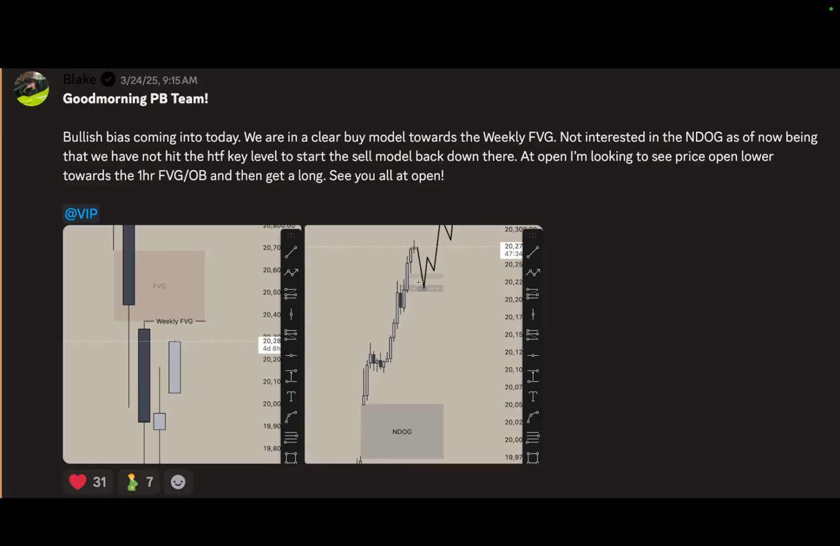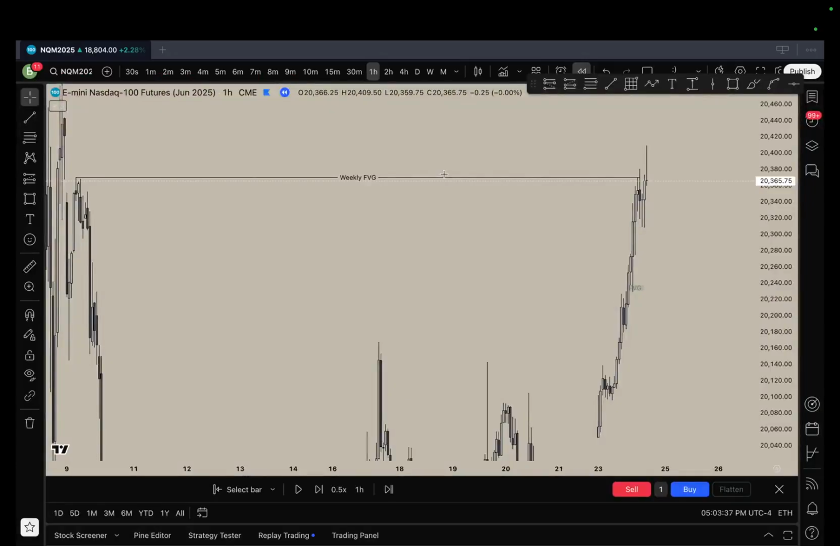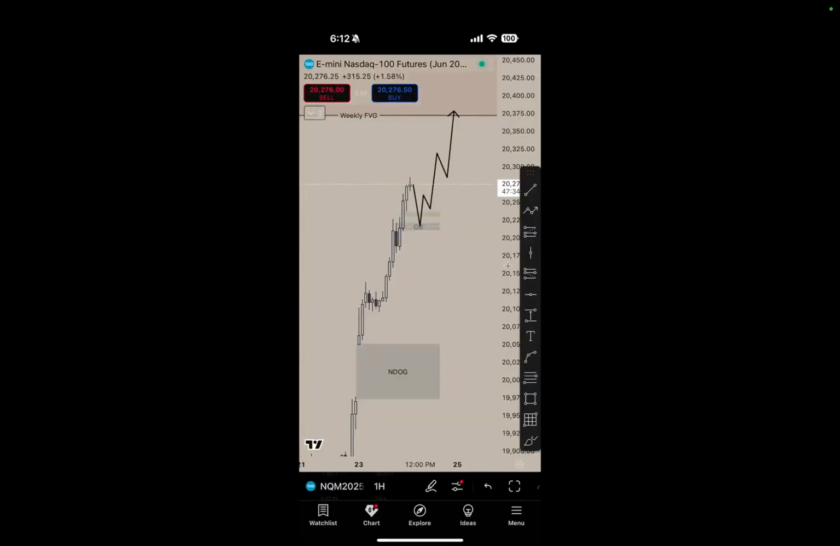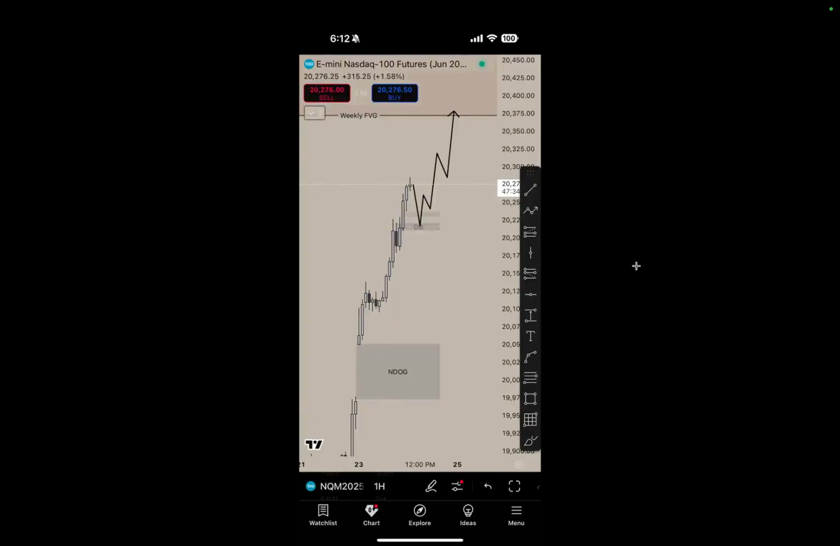At open, I was looking to see price trade lower into this 1 hour OB, then we can trade higher and get a long. Simple. And look at what price does. At 9:30 open, we trade lower. We hit that bullish 1 hour fair value gap, and we run towards that weekly fair value gap. Simple stuff. I don't think we hit exactly the OB, but I still did end up taking a long off that tap on that 1 hour. We got lower time frame confirmation, and yeah, beautiful. So that's that. Very, very simple bias.